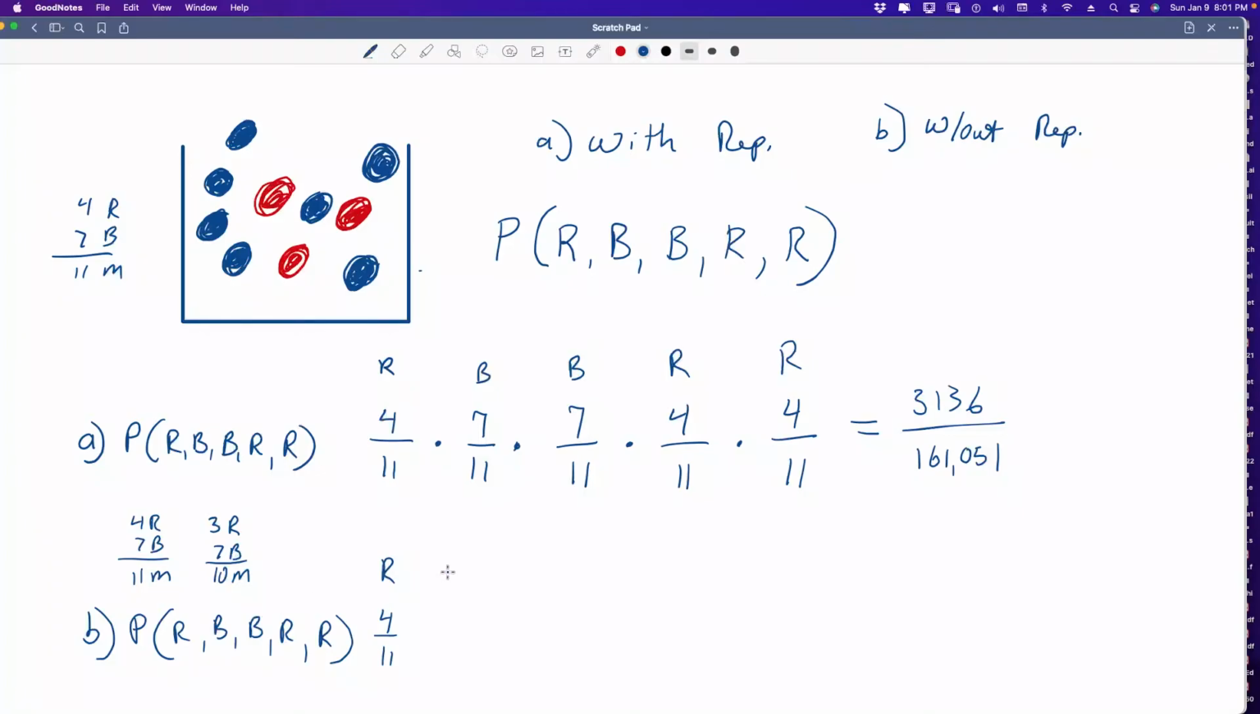So our next chance is blue, but it changes. It's 7 out of 10 now, and that's for our blue one. All right, and that blue one, we keep it out. We don't put it back in. So now let's do another blue one. Well, now we have 3 red and 6 blue for a total of 9 marbles, right? Let me move this over.